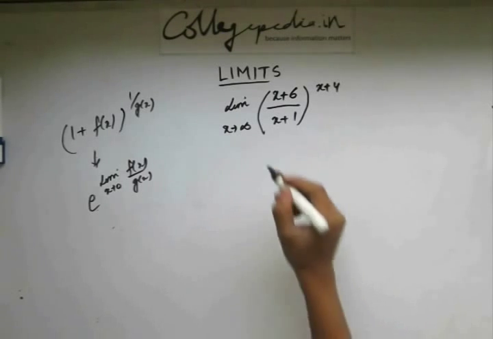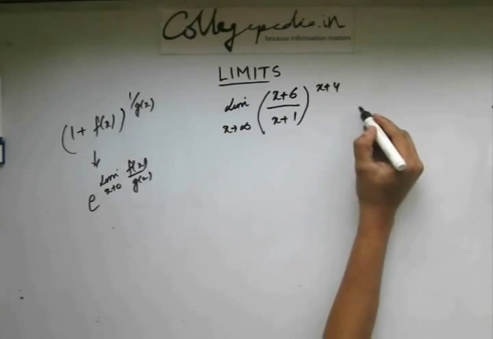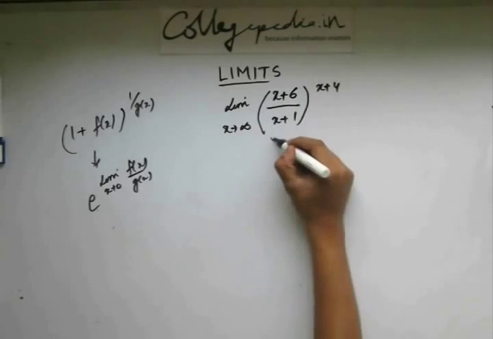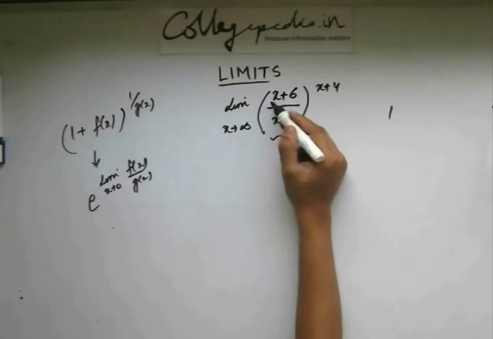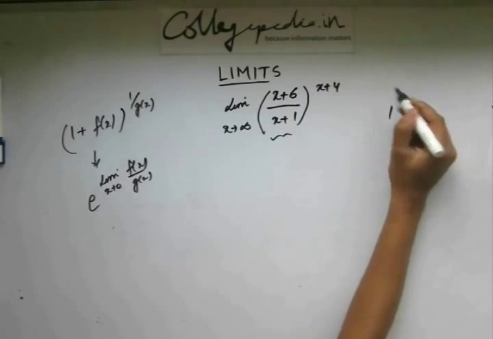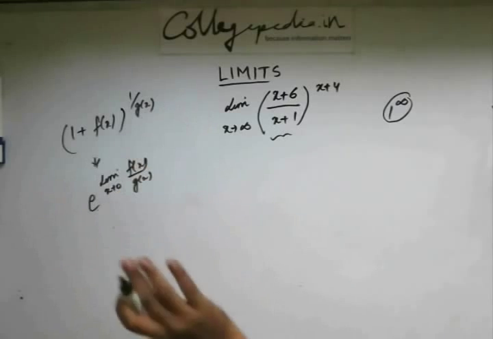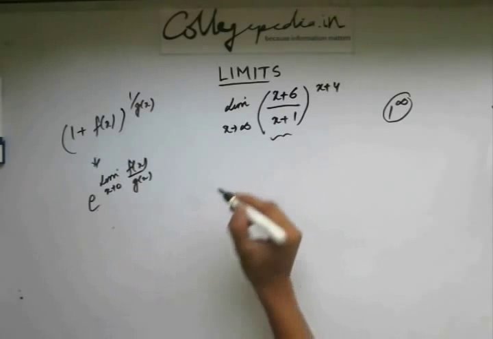In this limit, you can see that if I put infinity, what is this part? It's 1, because I can take x common and then cancel this, so I'll get 1 here, and here I'll get infinity. So it's of the form 1 to the power infinity. But I'm not getting something of this form. So first of all, let me convert to this form.